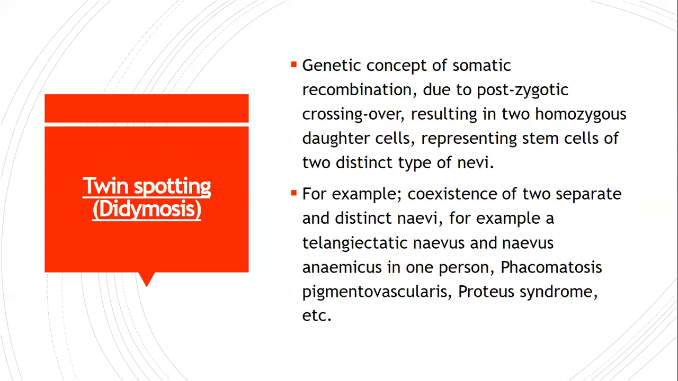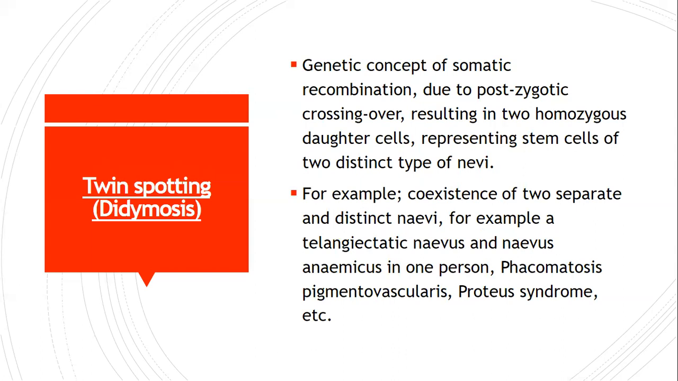Twin spotting, also called didymosis. The genetic concept of somatic recombination due to post-zygotic crossing over results in two homozygous daughter cells representing stem cells of two distinct types of nevi.